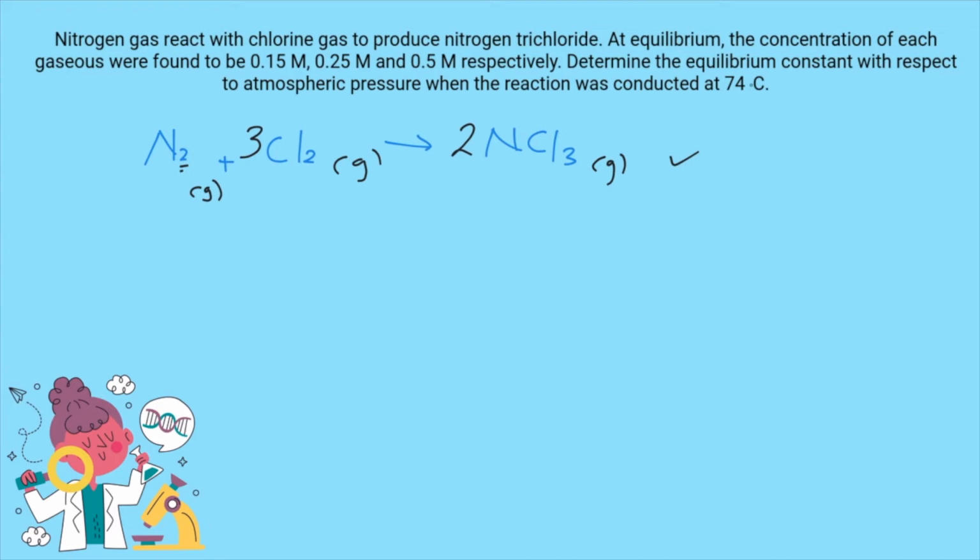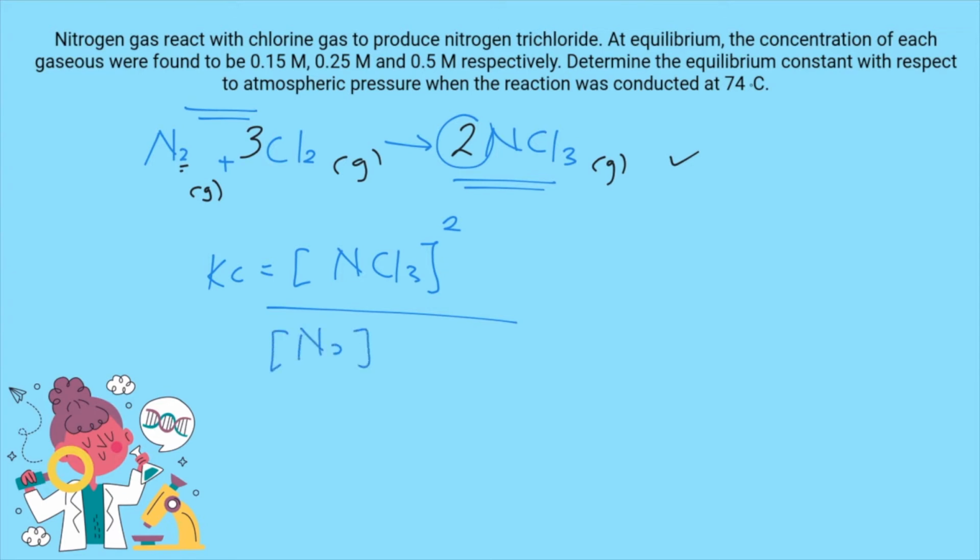And then next, you need to calculate the Kc. So the Kc is actually equivalent to whatever is in the product divided by whatever is in the reactant. So in the product, you only have NCl3, which is the nitrogen trichloride. Since you have 2 here, it is to the power of 2, divided by whatever is in the reactant. So in the reactant you have nitrogen, and also you have chlorine gas. So chlorine gas, because you have 3 here, is to the power of 3.